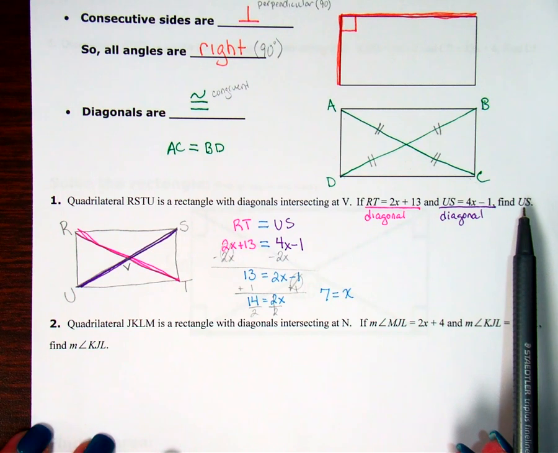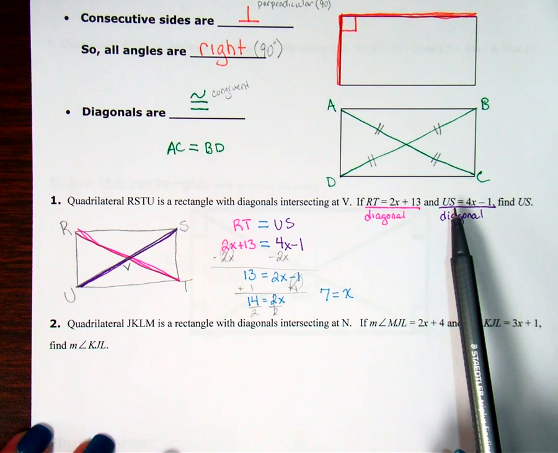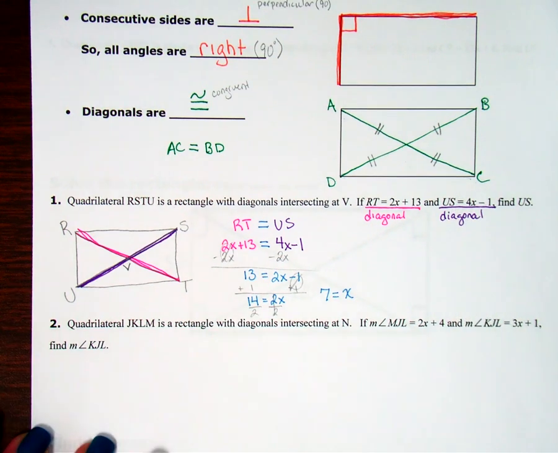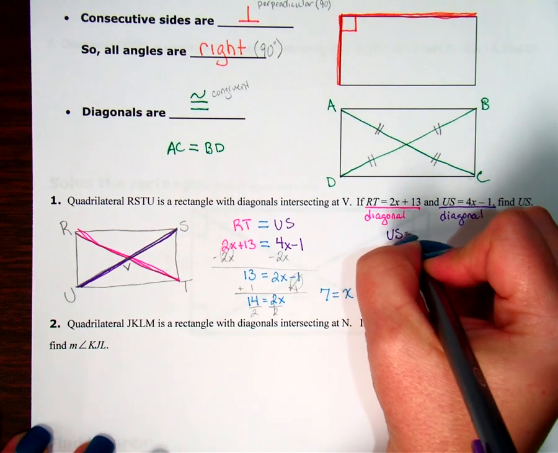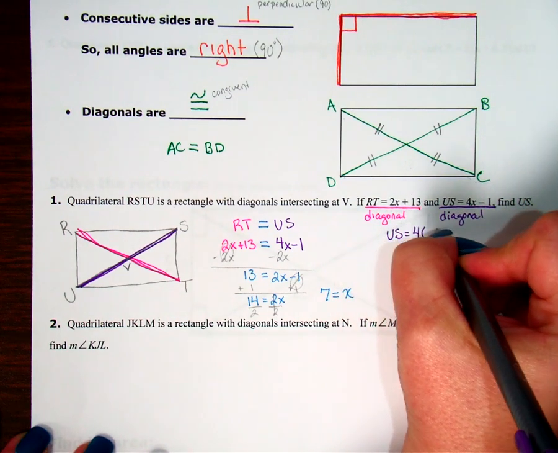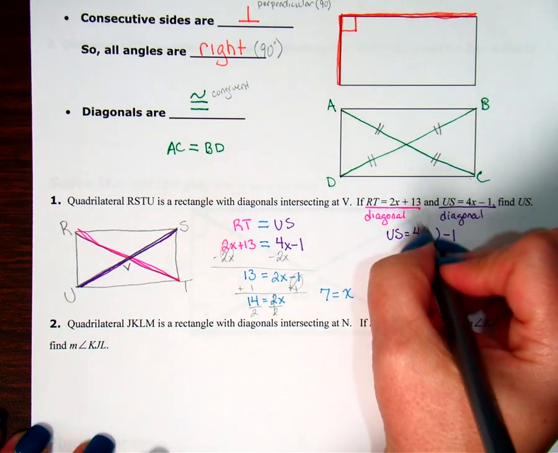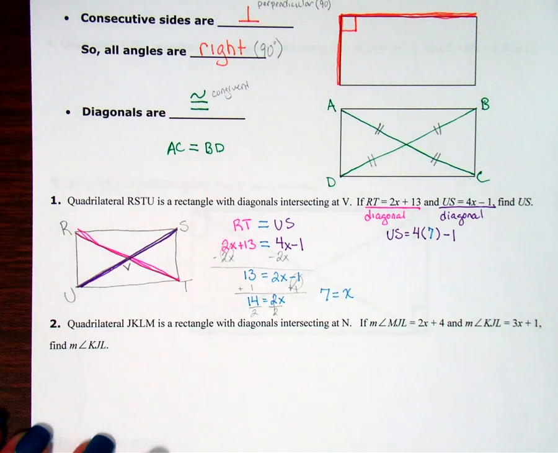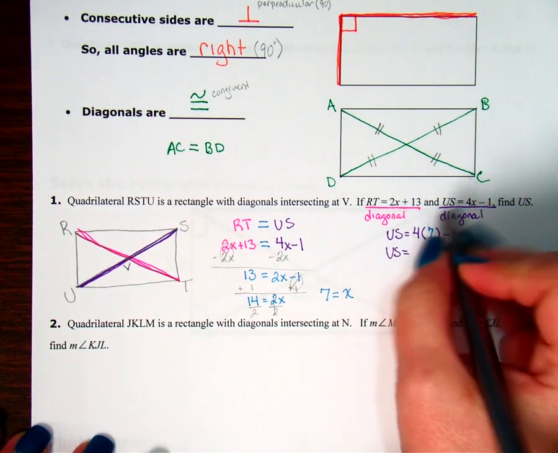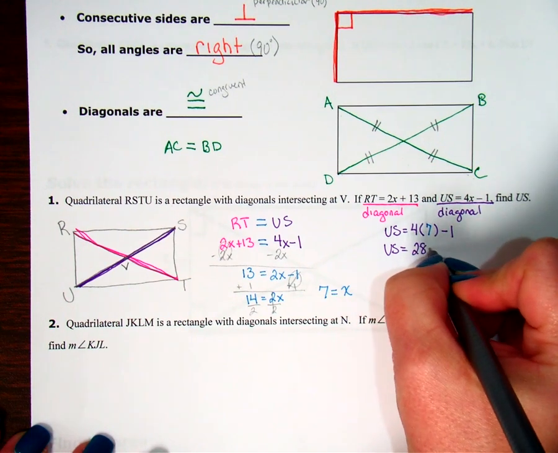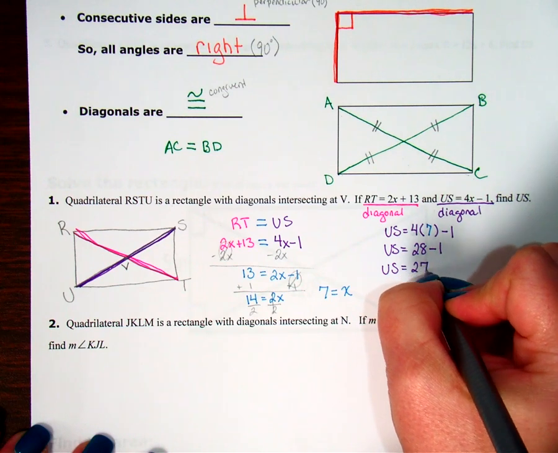It says to find US. So I found x, I didn't find US. So I need to find US. US is my purple diagonal, which is 4x minus 1. So US equals 4x minus 1. Notice I left a space for x because now I know that x is 7. So US equals 4 times 7 minus 1. US equals 27.